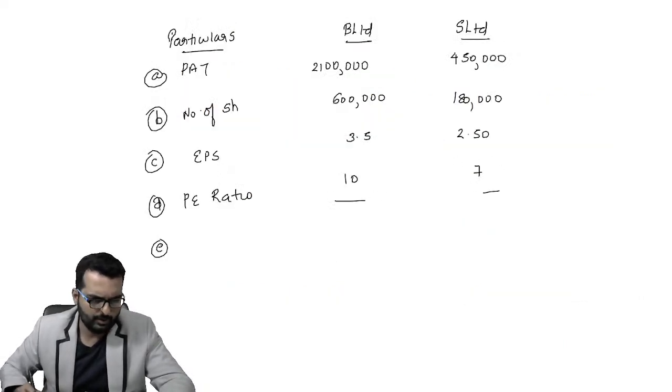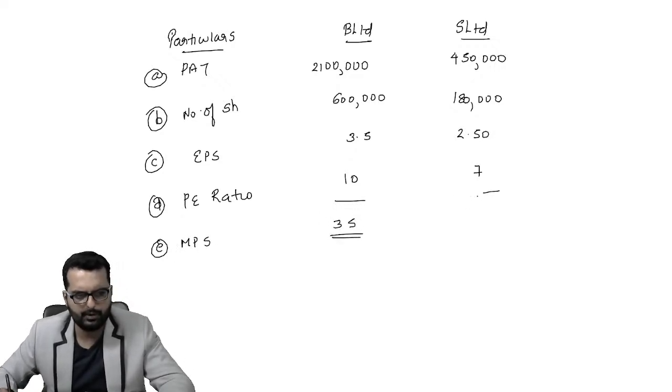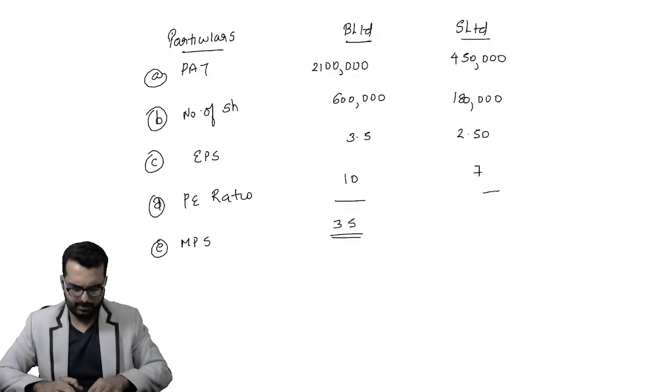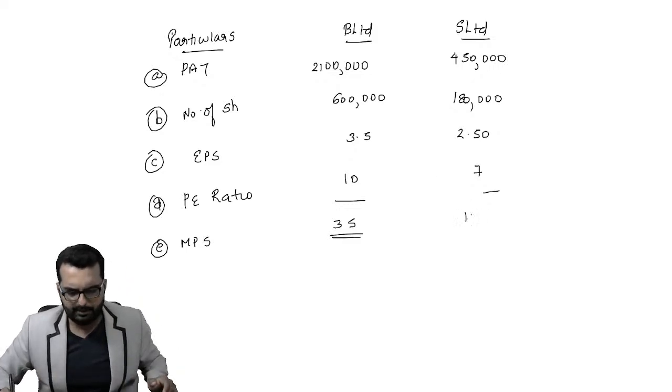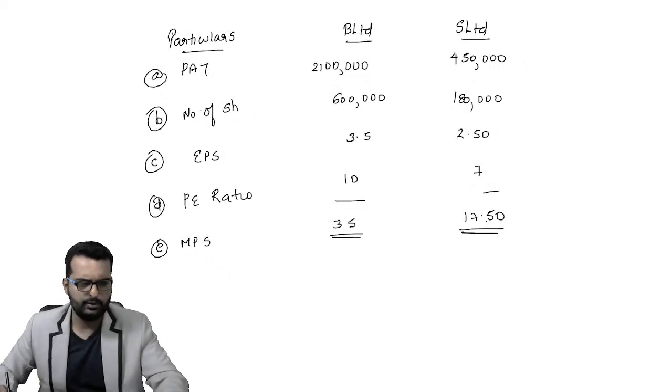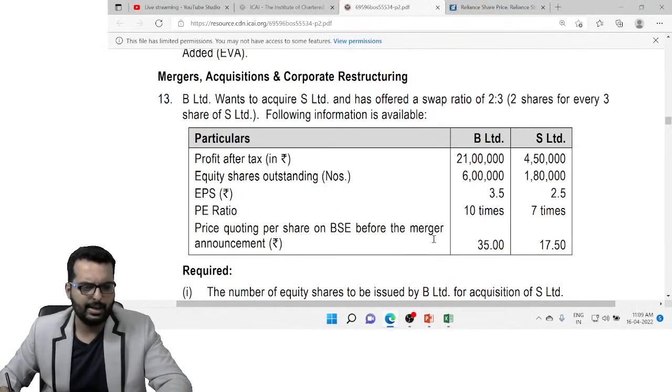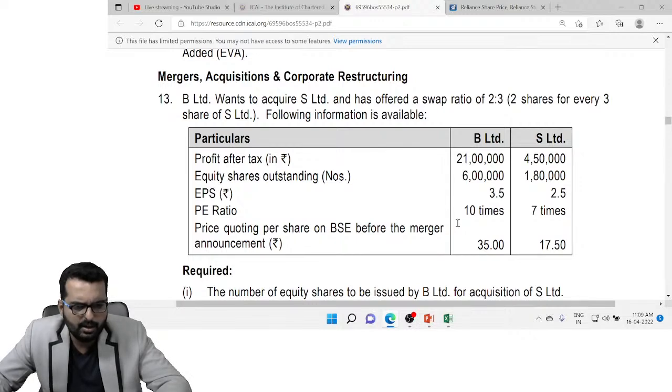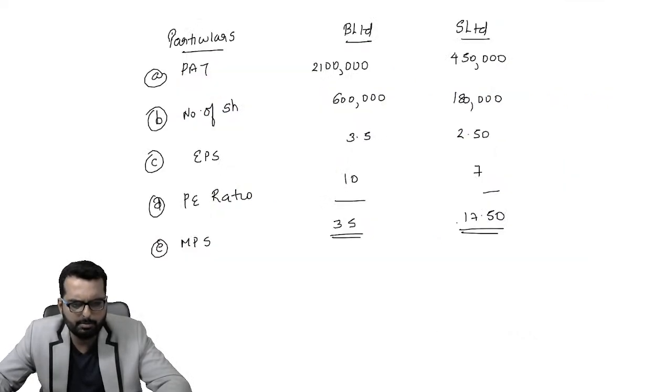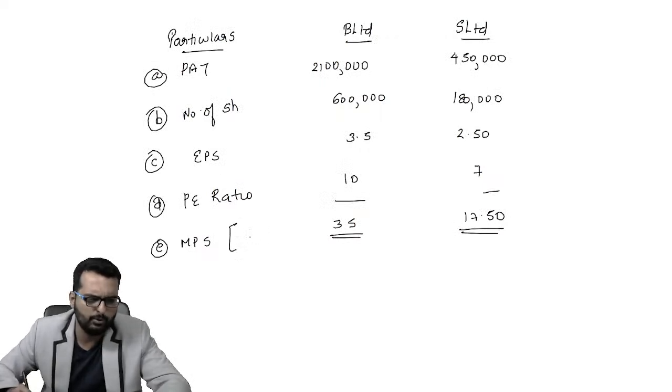So from this, you can find out the MPS also. You would get the number as 35, and 2.5 into 7 will be 17.50. All right. And the price quoting per share before the merger announcement, that is MPS. That's exactly what we found out using the formula EPS into PE, and that's given over here.